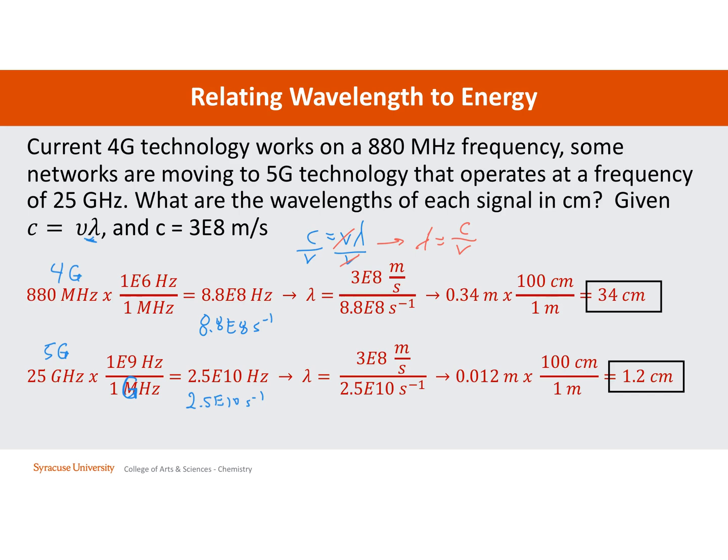So something a little bit more narrow than your thumb, right? The width of your thumb is pretty close to 2 centimeters. So this is a little bit less than that. So 1.2 centimeters would be the wavelength of 25 gigahertz.